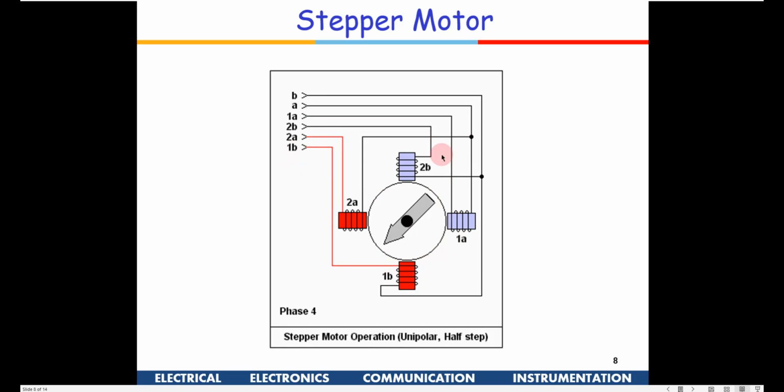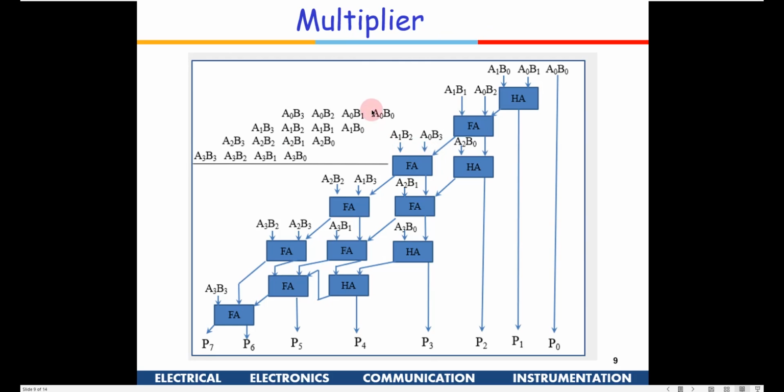Okay, so this is how a stepper motor works. Then the last circuit we are going to discuss today is the multiplier, right? We saw this multiplication when we studied combinational design, and we saw how a multiplier can be made. If you see here, so many full adders and half adders were used, so you can imagine how much hardware is required. It takes a lot of chip area.